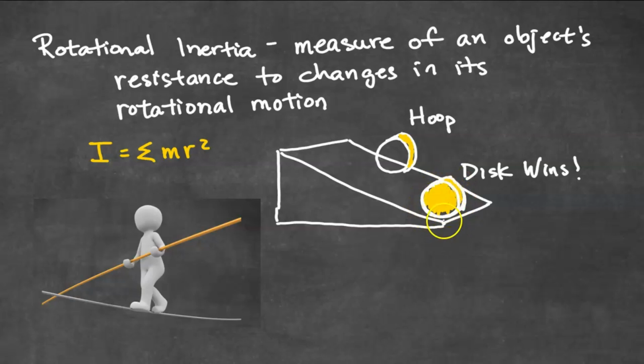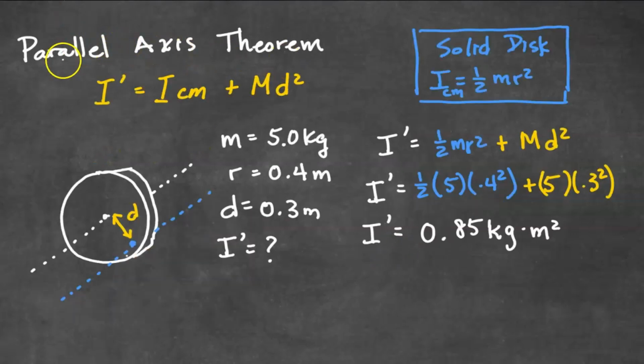And the reason the disc wins is because the disc has less rotational inertia, less resistance to change in its rotational motion. The hoop has more rotational inertia because its mass is further away from the axis of rotation. So it's got a big R with all this mass here, while some of the disc's masses are close to the center, some of them are in the middle, and so this one has less rotational inertia, and therefore the disk wins.